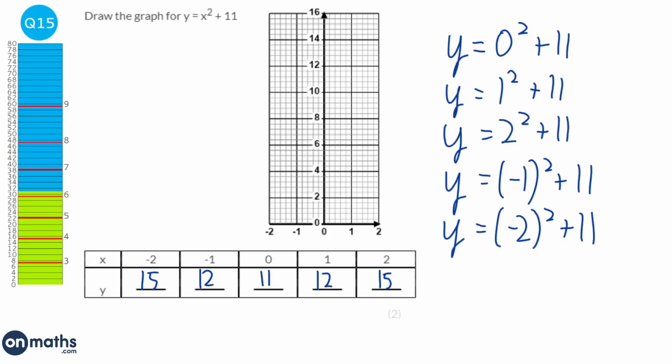And we're going to plot this onto our graph here. So 11 is going to be here. 12 is going to be here. So both of these are 12. And 15 is going to be here. Now when you join them up, what you want to do is avoid having a V. In the mark scheme specifically, it says that the bottom needs to be nice and smooth, and avoid something called feathering where it looks like that. You just want one smooth line.